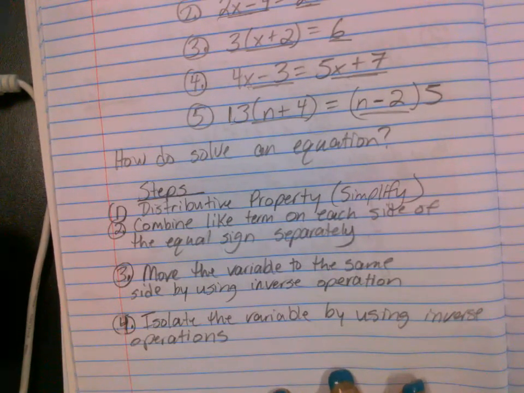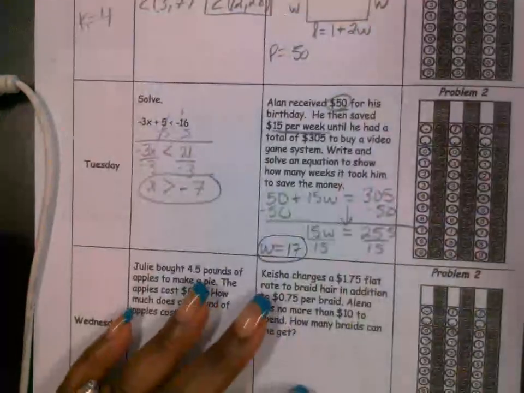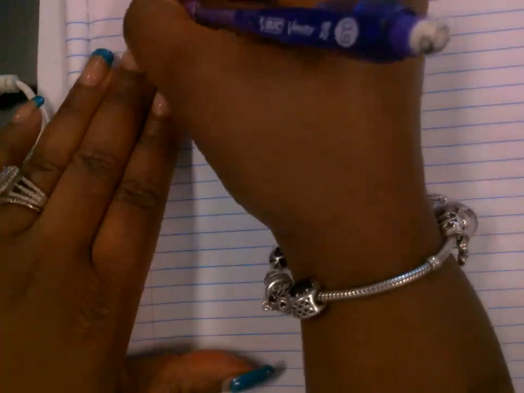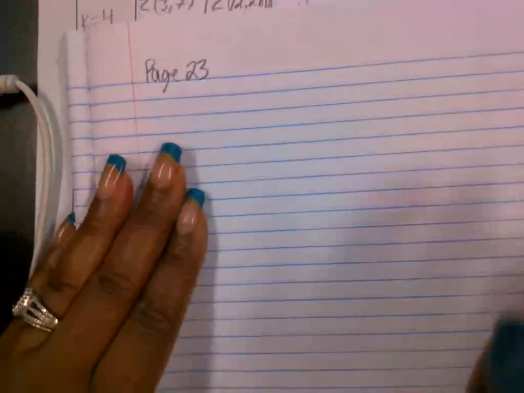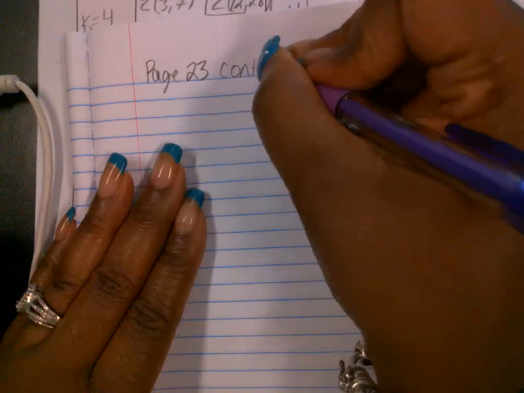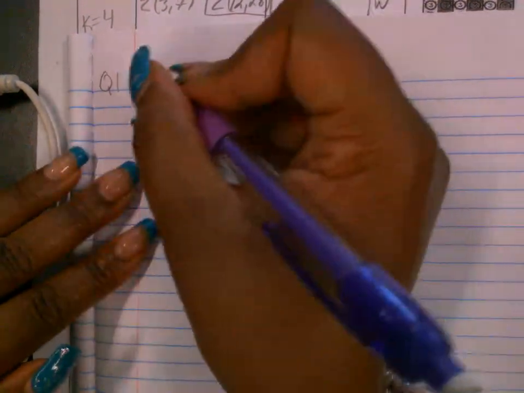Okay. All right, so these are the steps. So now we are going to do some examples. Okay, we're going to do some examples now. All right. So here we got some examples to do. And this is still page 23. Okay, this is page 23. Continue. Okay. All right, here we go.